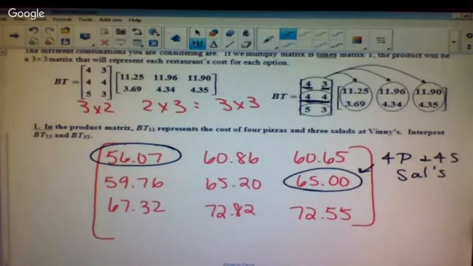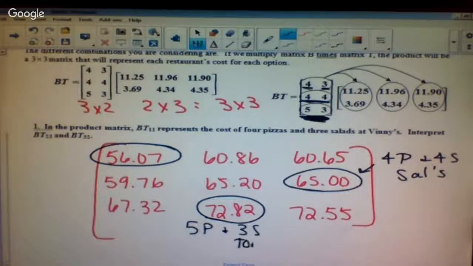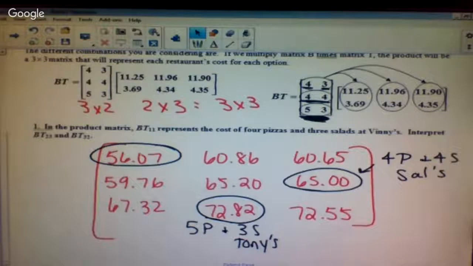The last one they want us to interpret is BT sub 32. Where am I at? Row 3. Column 2. So I'm at 72.82. What does this number represent? 5 pizzas, 3 salads, because I'm down here. For Tony's. So this is 5 pizzas and 3 salads at Tony's restaurant. Okay.